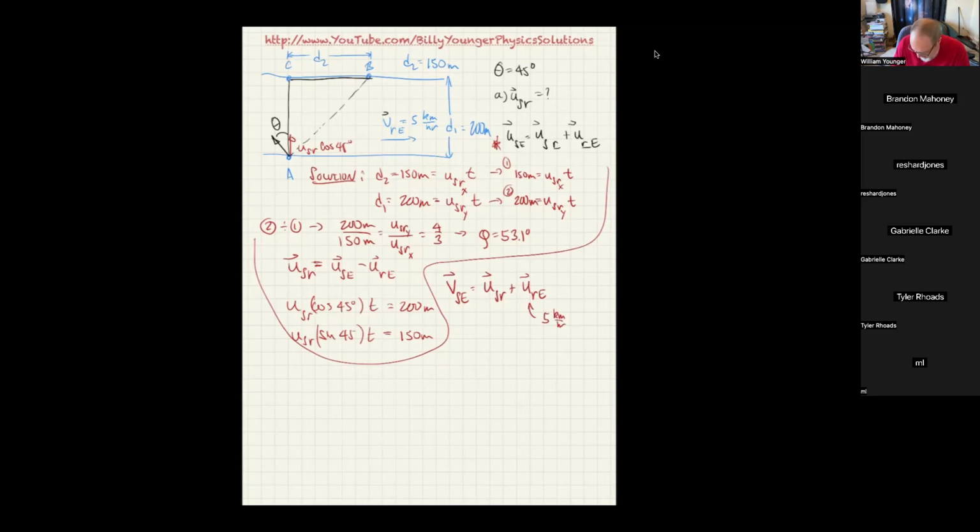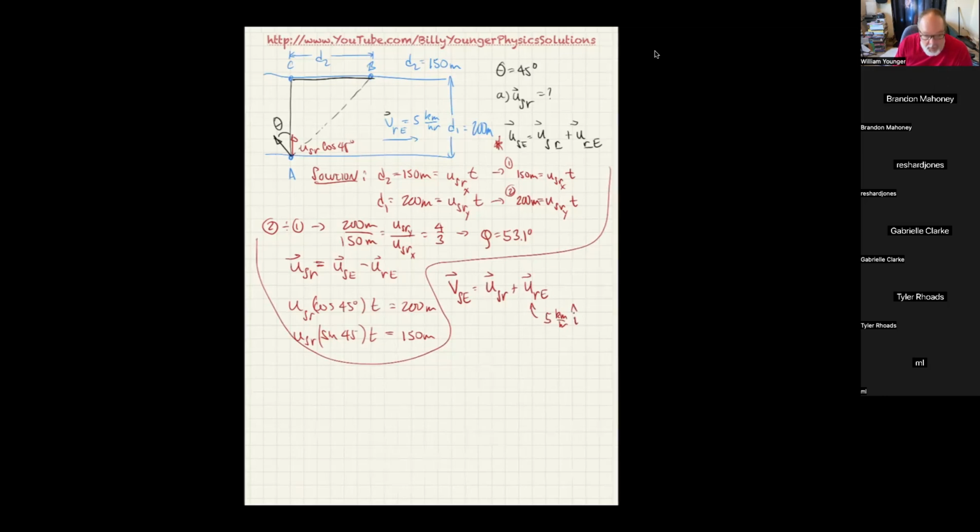And you'd pretty much call that in the I hat direction, so that would be acceptable. And then the velocity of the swimmer with respect to the river. Now that is a little bit weird part, but it is going to have an x component. It's in fact going to be negative U_SR times the sine of 45 degrees, because that's just taking into account that they told us the angle was 45 degrees, and that would be in the I hat direction.